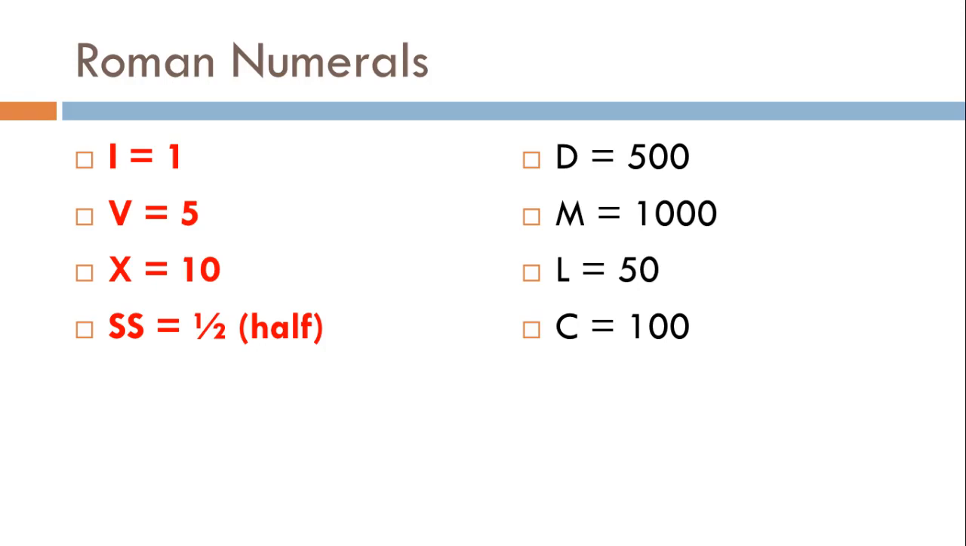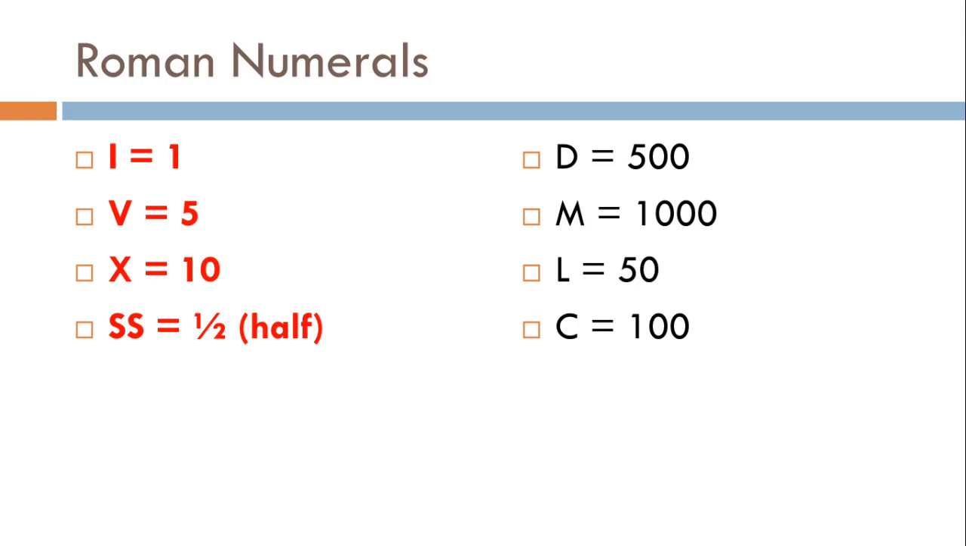X is 10. I skipped a few right there. You can do VI as 6, VII as 7, VIII as 8, and then IX. I told you 1 before 5 was 4. Now we can read 1 before X, 1 before 10 is 9. And then, of course, X is 10. SS should look familiar to you because we actually learned that earlier in the class whenever we were learning the pharmacy abbreviations. So SS is the Roman numeral for 1/2.